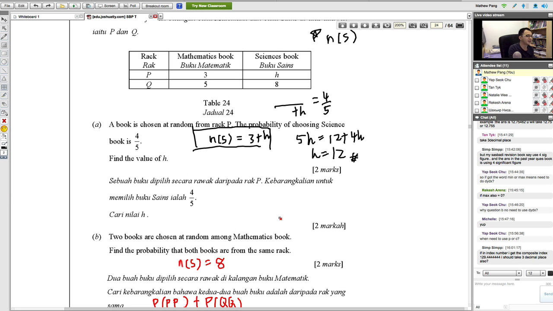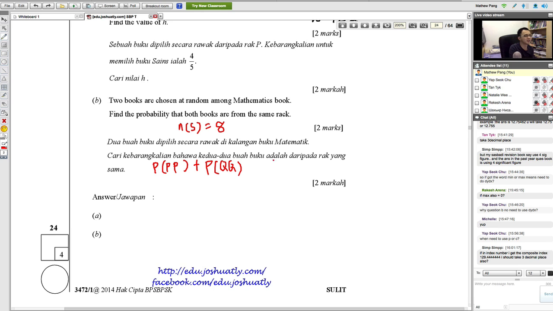Okay, so if 2 books also I want from the rack P, because in rack P I have 3 books, isn't it? So what I will do is 3 over 8. The second book will be 2 over 7. Because you imagine you already took the first mathematics book from rack P, your rack P only has 2 more books left. And the total you have left over there will be 7.